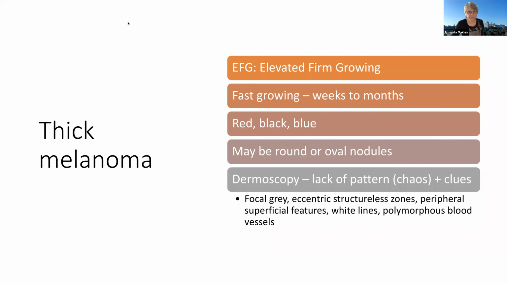Thick melanomas are often the most difficult to detect, even though they're fast growing and often concern the patients because they recognize there's something wrong. EFG criteria means elevated, firm, and growing. They can grow within weeks to months to become double their size. It can be any color, but red, black, and blue tend to predominate. The dermoscopy shows exactly the same features as the thin ones, a lack of pattern and clues to malignancy.